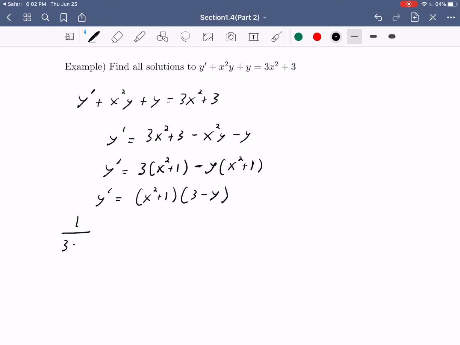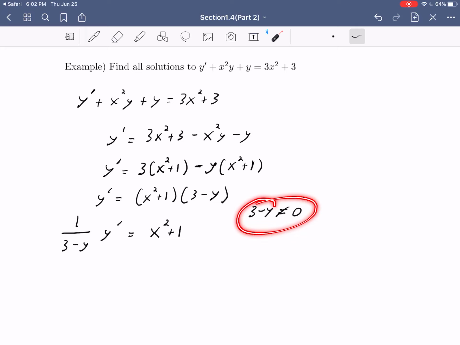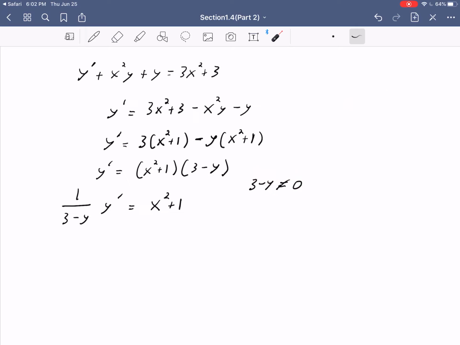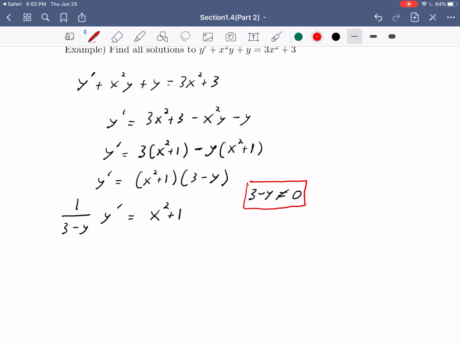We get 1 over 3 minus y, y prime, is equal to x squared plus 1. Now, dividing over by a function of the dependent variable is a little bit risky, so we'll just have to make our note here that 3 minus y is not equal to 0. We could go check that right now if we wanted to, or we can save it for later. It's up to you guys, but we have to make sure we come back and look at that at some point. So we'll put that in red there so that we know to come back to it.